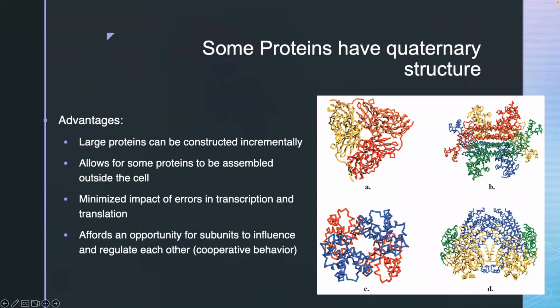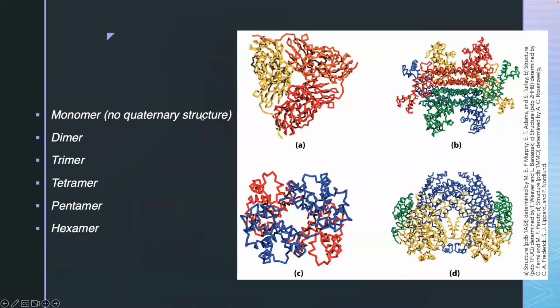And you can also have sort of a regulation effect. So the subunits can influence and regulate each other in what's called a cooperative behavior. And so this is just showing you some different proteins with quaternary structure. So you can have 2 different subunits, 3 subunits, and so on and so forth. And so here you can see a monomer has no quaternary structure. You can have a dimer, so that's going to be 2 different subunits, a trimer for 3, tetramer for 4, again, so on and so forth.